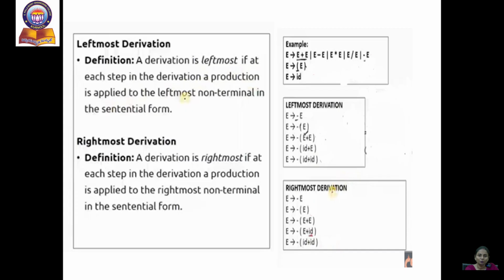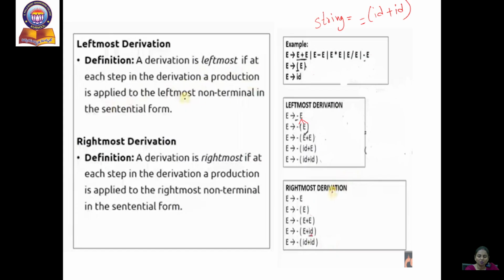We'll consider the same string. We have to achieve the string: minus of ID plus ID. So first E derives as usual, minus is there, so we have considered minus E. After minus we have to get open brackets, so E derives minus, and the rest stays the same. In the place of this E, we have derived the open bracket E and E.